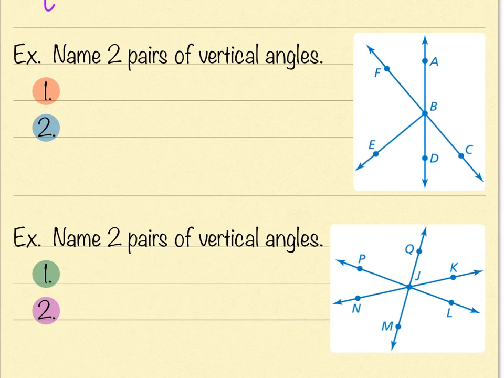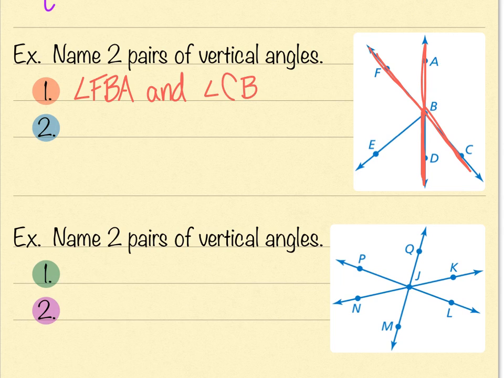So let's look at these same pictures we did in the last problem, except this time we're going to try to see if we can find vertical angles instead of adjacent angles. Vertical angles, we could start with this angle here. That angle is vertical from this angle here. They are right across from each other. They're also the same size. So I would say angle FBA and angle CBD is just one way I could list those angles.